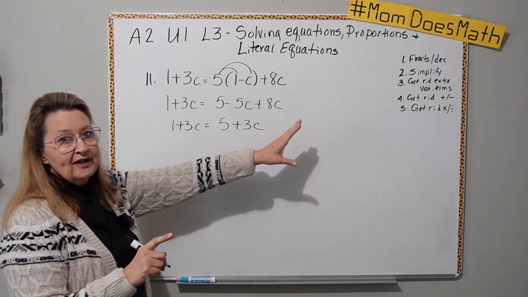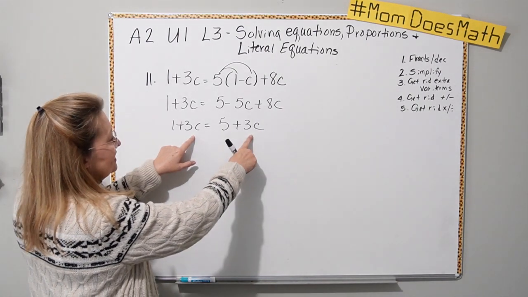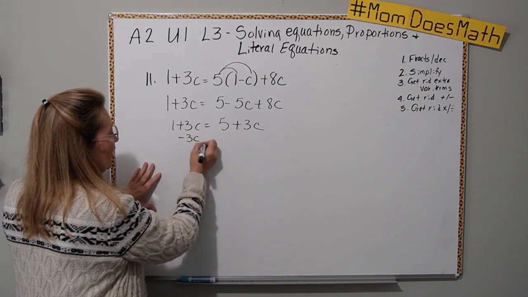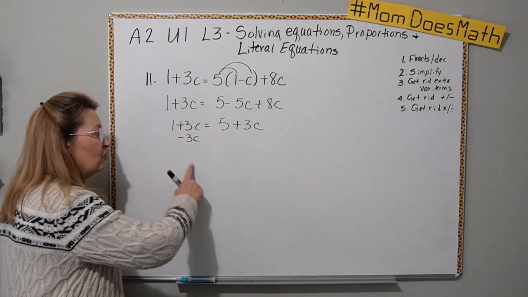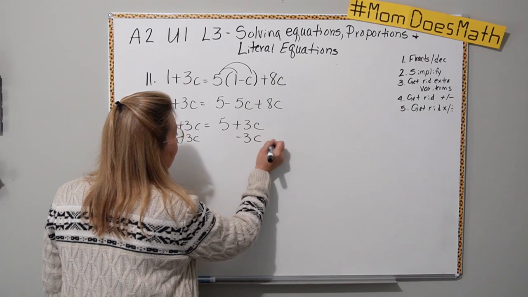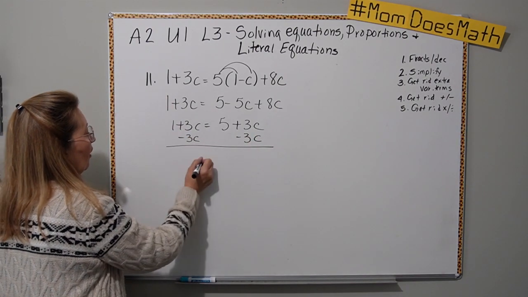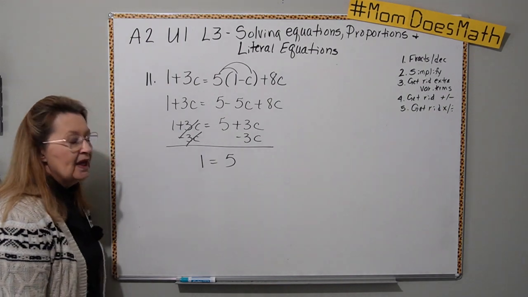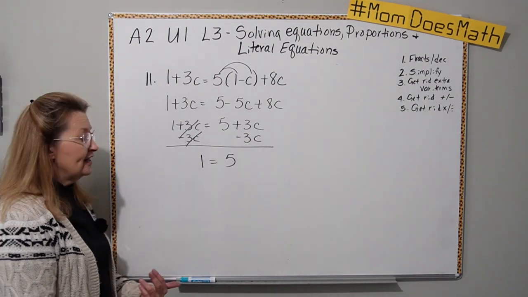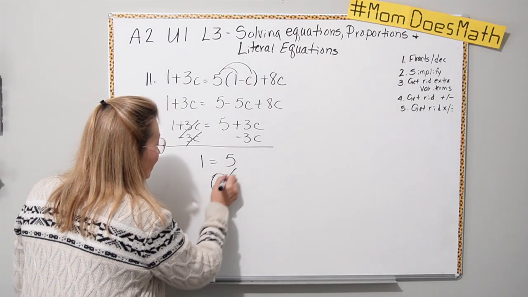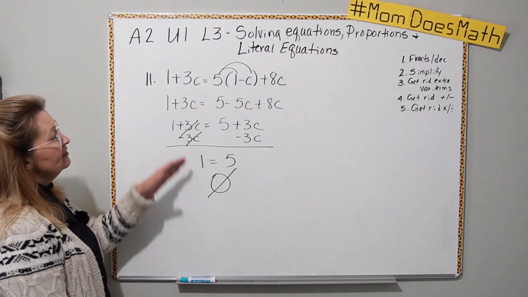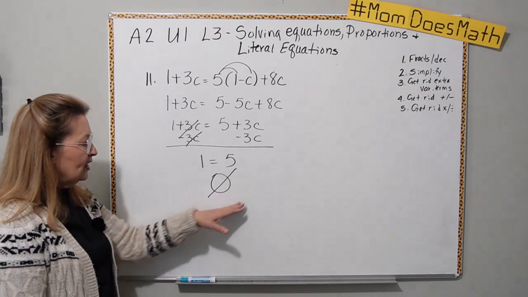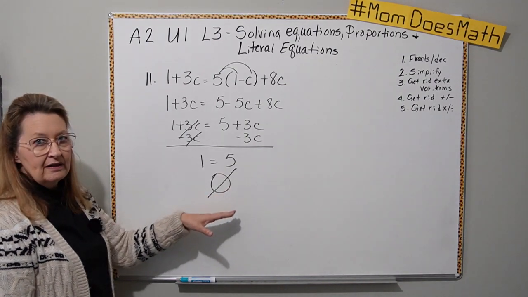Do what your best practices say. I've got a 3c on each side, so I got to get rid of one of them. So I subtract 3c. Whatever I do to one side, I just have to do to the other, even if it looks wonky. All right, what I wind up with is 1 equals 5. That is not a true statement. That is false. So what that means is there is no solution to this equation. There is no answer. So that's the empty set, the null set, no solution.